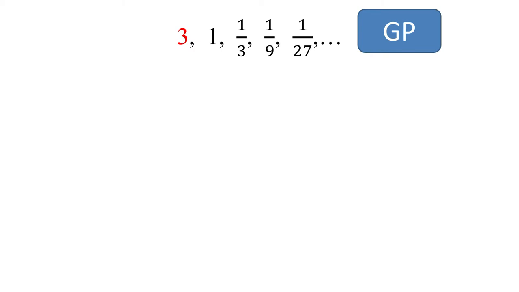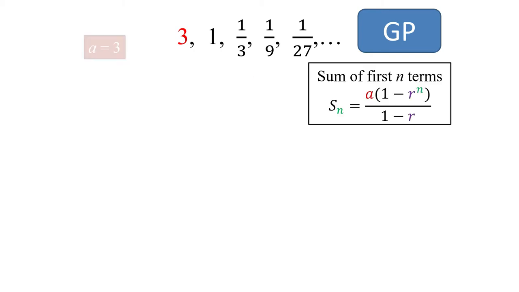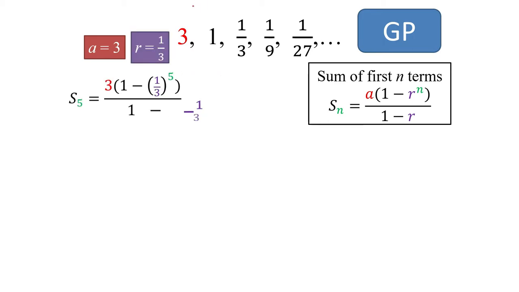Now, let us look at the second progression here: 3, 1, 1 over 3, 1 over 9, 1 over 27 and so on. You can see the number is decreasing. The first term is 3. What about the common ratio? 1 over 3, yes. Firstly, we find the sum of the first 5 terms: 3 times bracket 1 minus 1 over 3 to the power of 5, over 1 minus 1 over 3.